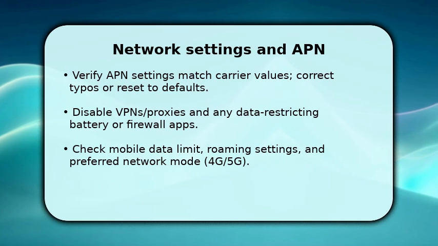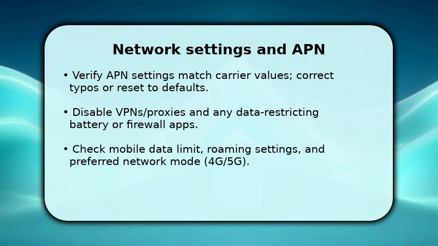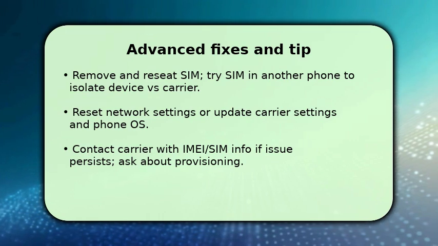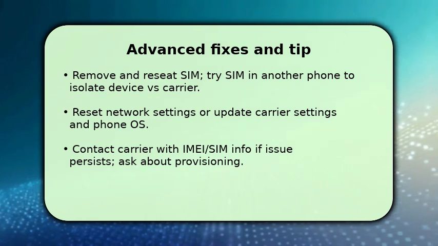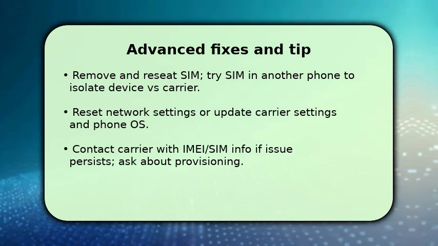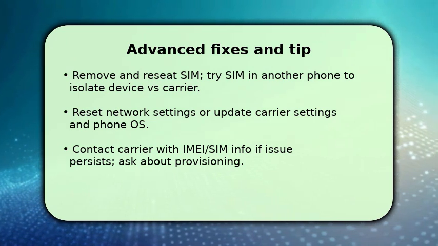Finish with hardware and account-level checks to resolve stubborn cases. Power down, remove the SIM, clean the contacts, reseat it, and test the SIM in another phone to see whether the issue follows the SIM or the handset. If the problem remains, perform a network settings reset and install any carrier or OS updates to refresh provisioning.